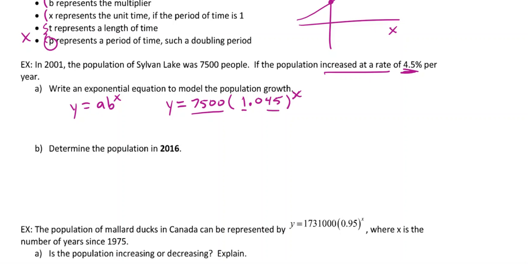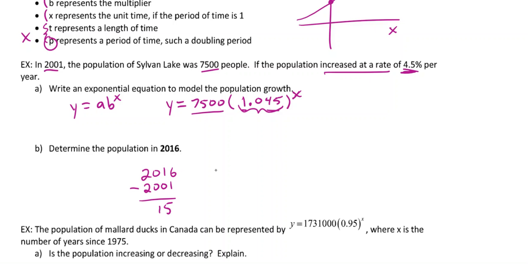Good? Okay. That's one not to get confused, so I'm going to put a star on that. Okay, so then once we do that, it says determine the population in 2016. It says in 2001 this was the population, so we're going to have to go 2016 minus 2001. So 15, right? There's 15 years that have gone by.